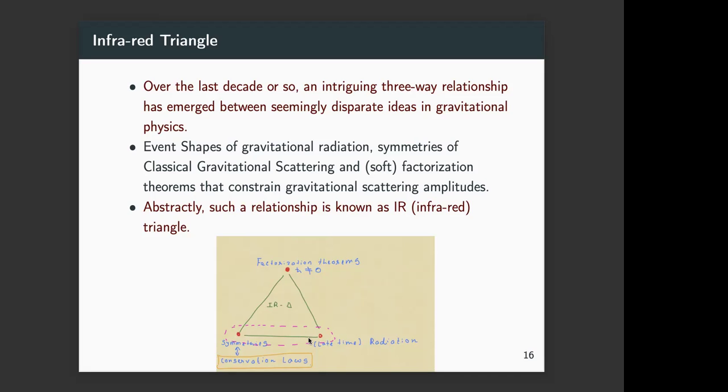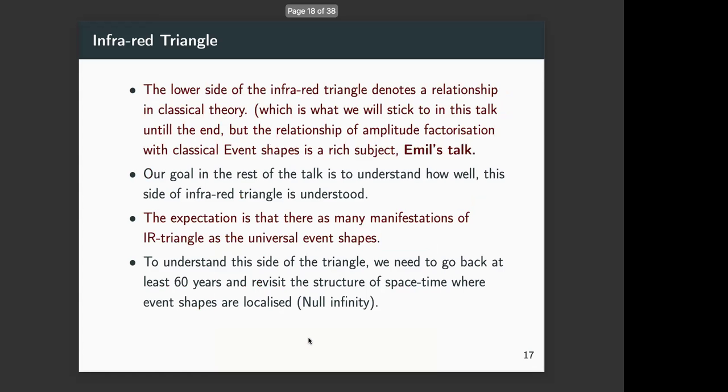And abstractly, this 3-way relationship, which I have drawn schematically in the figure below, is what is called the infrared triangle, because all of these are infrared quantities in gravitational theory, some classical, some quantum, and supposedly there is some evidence that we will discuss that they do seem to be very intricately related to each other. For most of the talk, we will focus on the lower edge of this triangle, which is purely classical, where we will try to see the relationship between these event shapes in classical scattering and the symmetries of classical gravitational physics. And only in the end, we will discuss the connection of these things with the factorization theorem in the amplitudes.